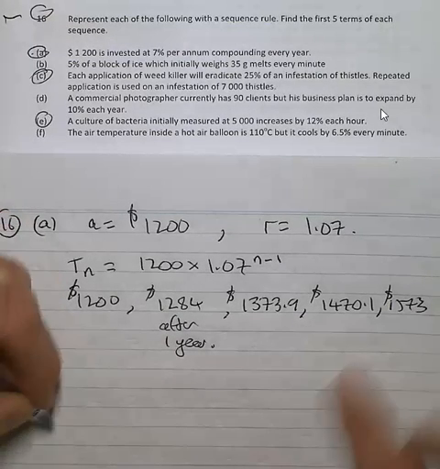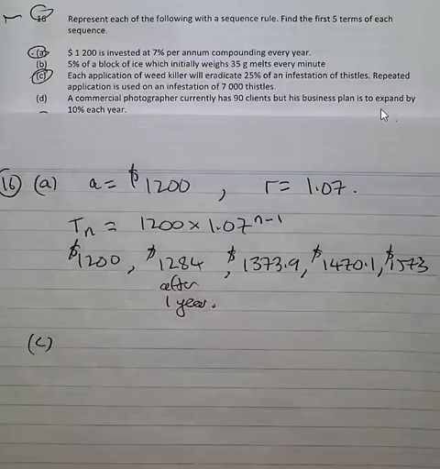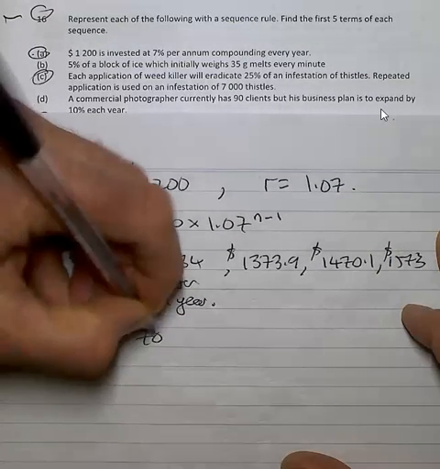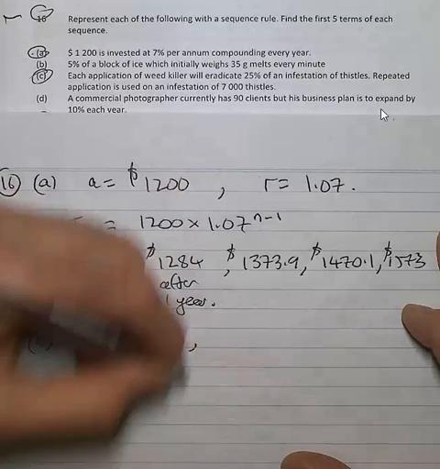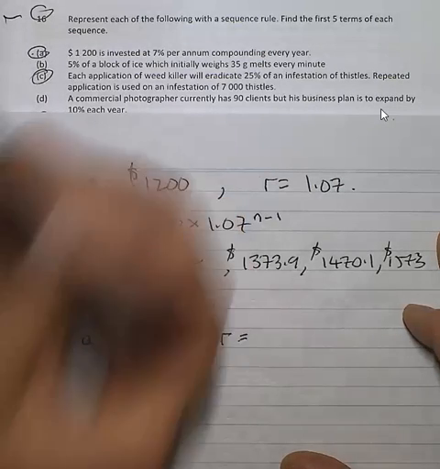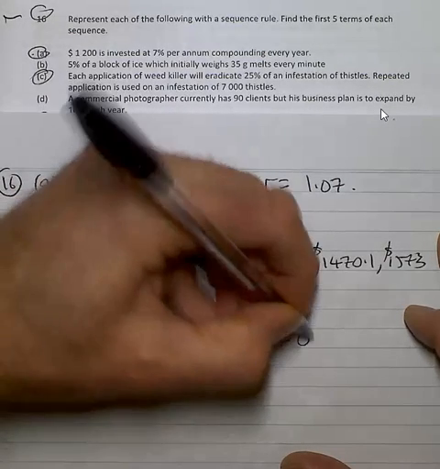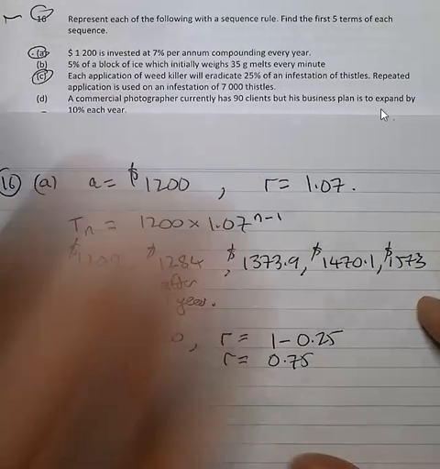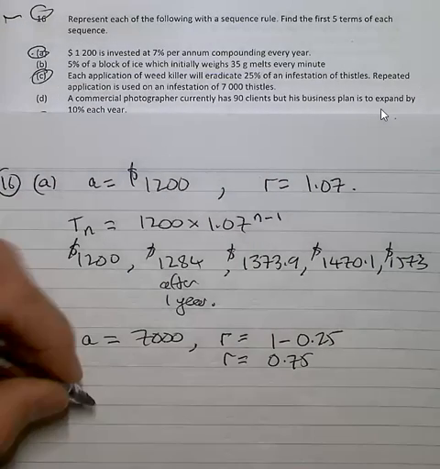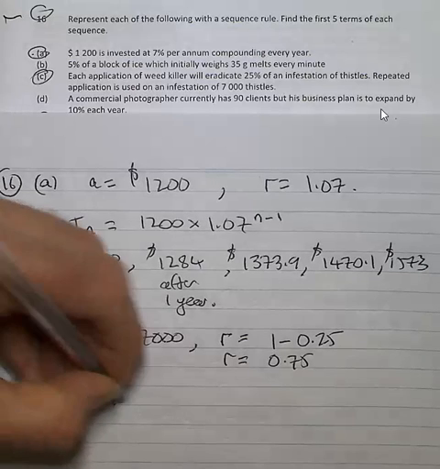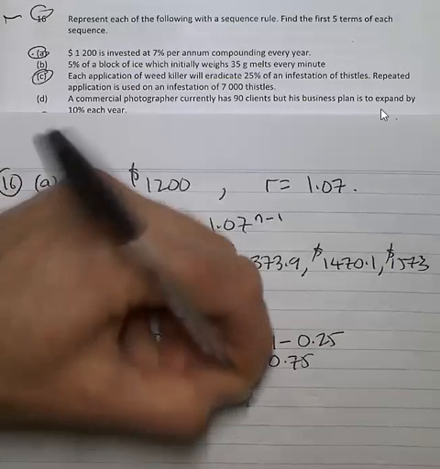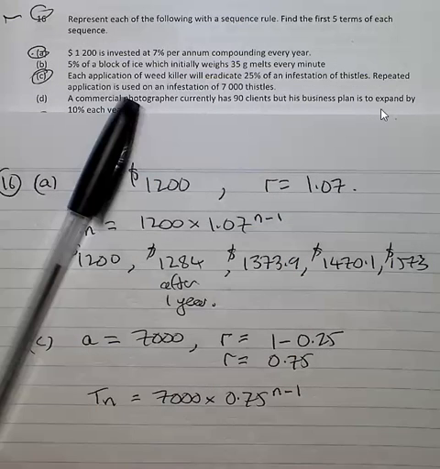In the case of C, we've got a weed killer. We start off with 7,000 thistles, and the common ratio eradicates 25%. So 1 minus 0.25, or R is 0.75. And that will give us the equation T to the n is equal to 7,000 times 0.75 to the n minus 1.